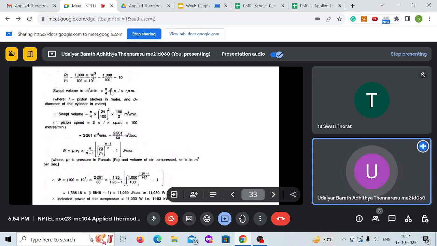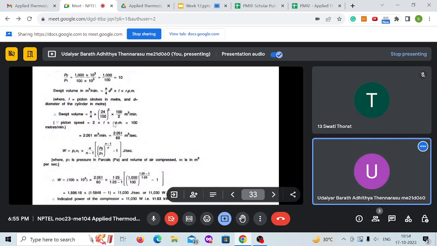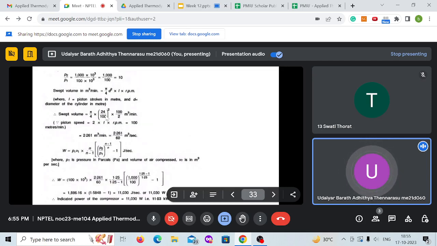Then swept volume is pi by 4 d square L into number of rotations. So we know pi by 4 into d, which is given as 24 centimeter, so 24 by 100 raised to power 2, into the linear piston speed, which is given. So we can multiply L into RPM directly by the piston speed. So 100 divided by 2, because piston speed equals 2 into L into N.